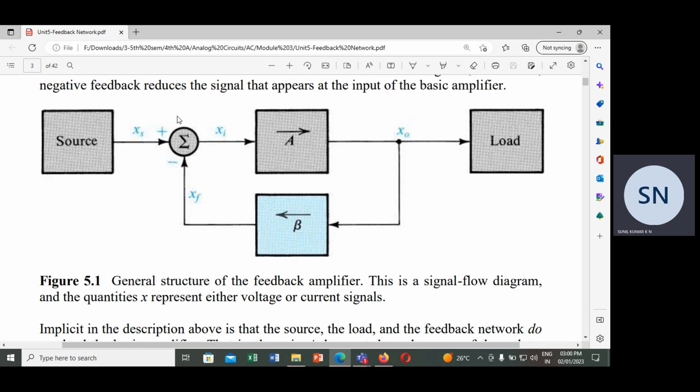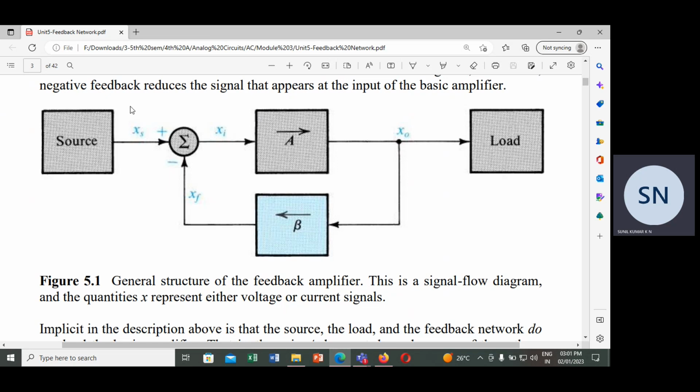The next is what? The summer circuit. In this summer circuit, it is going to take the sum between XS and XF. If both are in the same phase, then it is positive feedback. Correct? So if XS is positive and XF is negative, that indicates a negative feedback. If both are in the same phase, the phase shift around the loop should be equal to 0. That means the input as well as the feedback are both in phase. If it is the same phase, that means it is positive feedback.